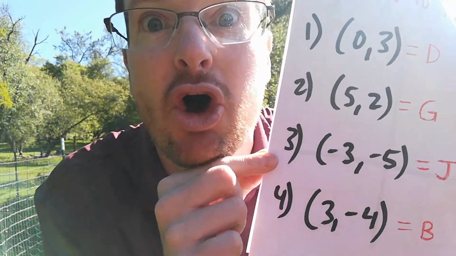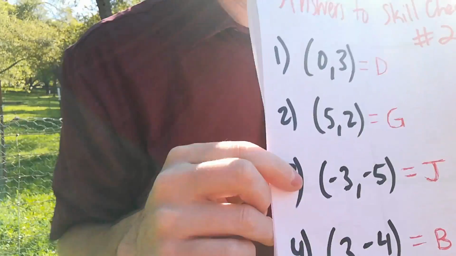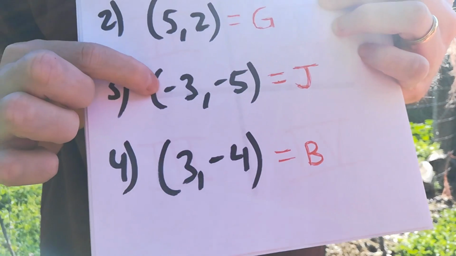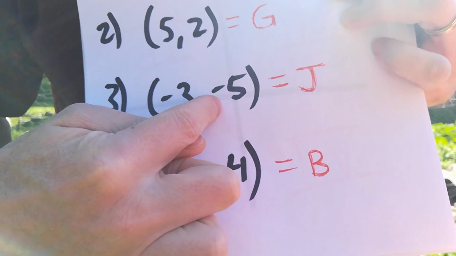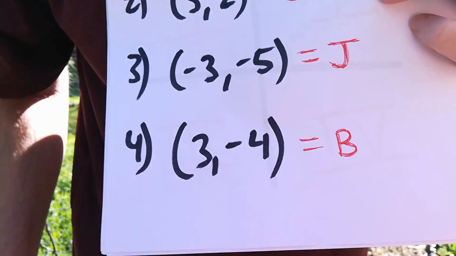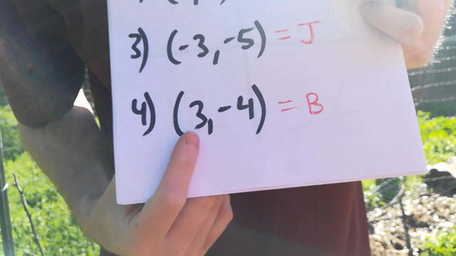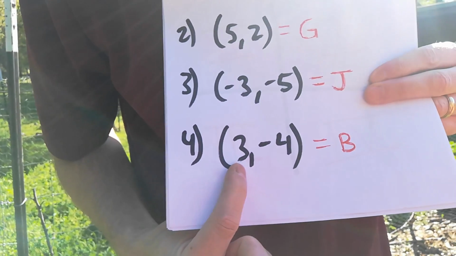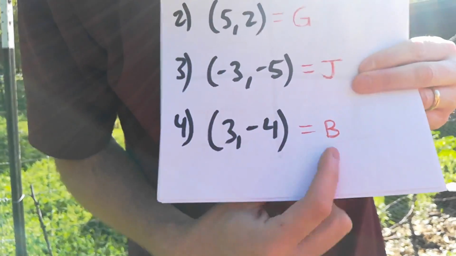This one's a difficult one. We have negatives all over the place, right? So we have -3 on the X-axis, which means you're going to have to go left on the X-axis, and then down 5 on the Y-axis. That's letter J. And then last but not least, number 4, if you're at 3, -4, start at the origin and go 3 to the right and then go down 4. You're going to find letter B down there.